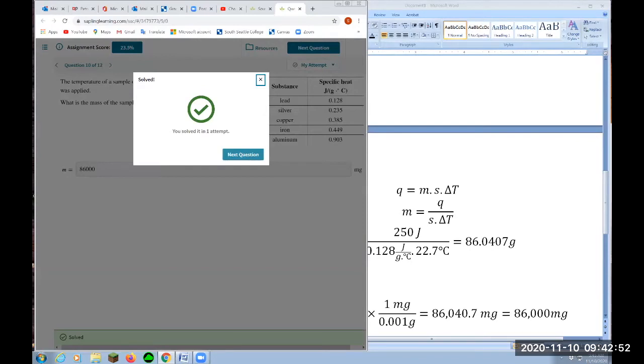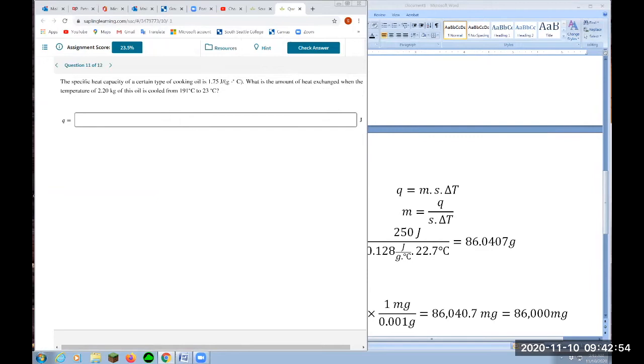So question 11. The specific heat capacity of a certain type of cooking oil is 1.75 joules per gram and per degree Celsius. What is the amount of heat exchanged when the temperature of 2.20 kilograms of this oil is cooled from 191 degrees to 23 degrees Celsius? So we are looking for a Q, heat in joules.